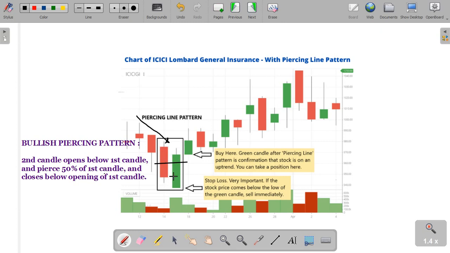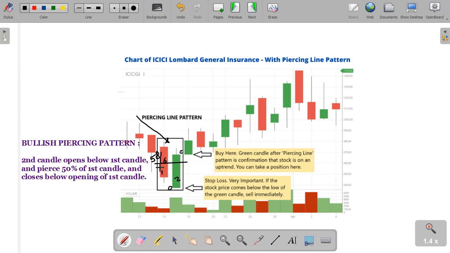So this is the bearish candle, it is candle 1, this is candle 2. Fine, 50% of this candle is here. Now what has happened is the opening of the second candle is below the closing of the first candle, and the closing of the second candle is here, it is above 50%. This is actually the 50%.